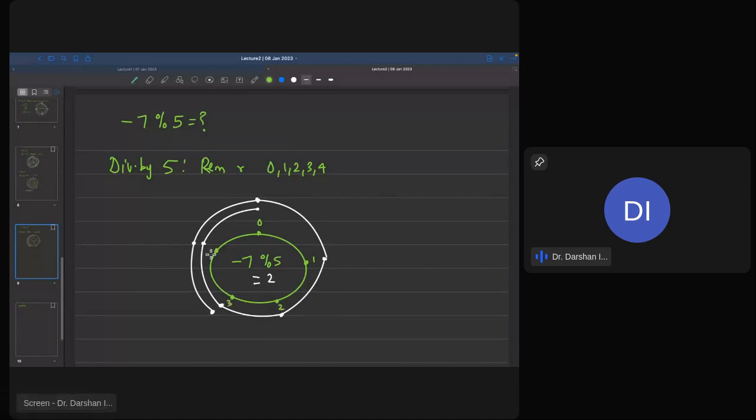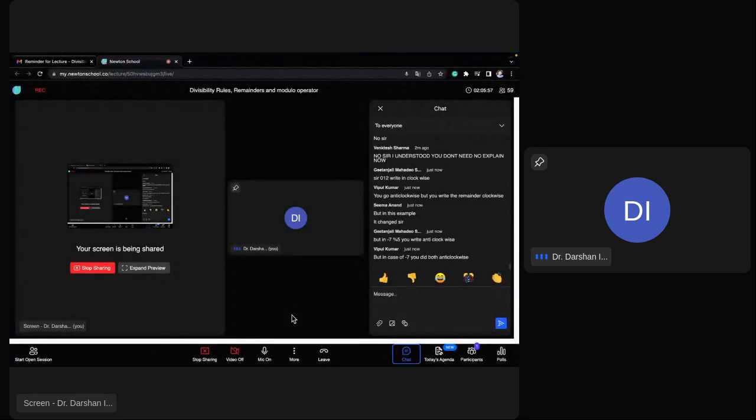So where are we ending? We are ending at 3, right? So the answer to this is 3. I'm so sorry for that. Very good observation, Gitanjali. Right? Numbers have to be written clockwise only. Only movement will be anti-clockwise. Yes. Clear now, Gitanjali?